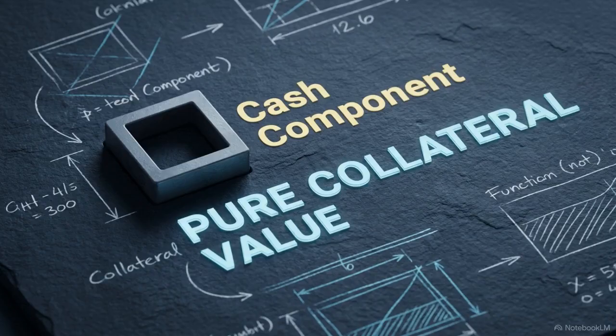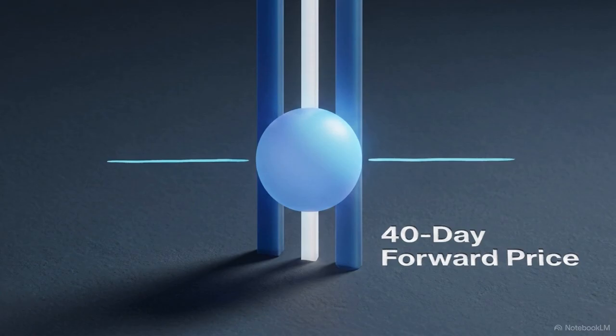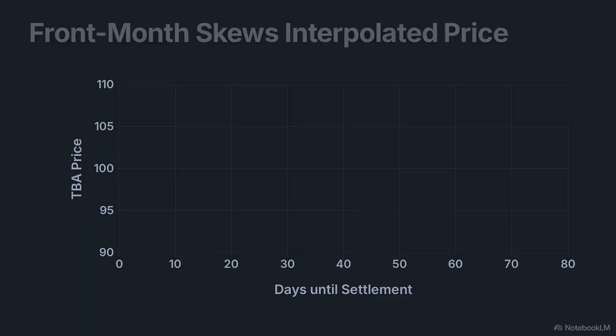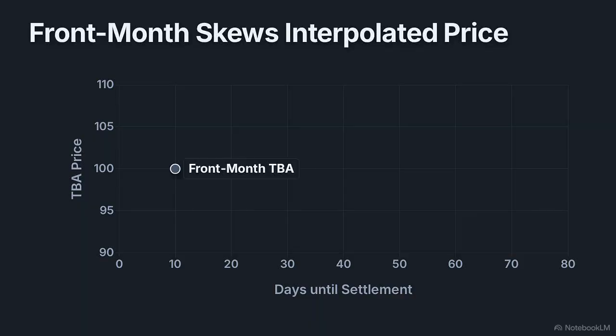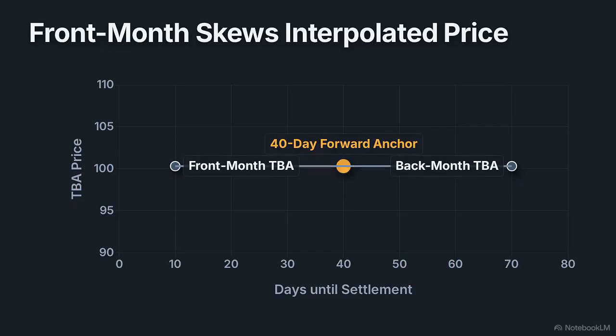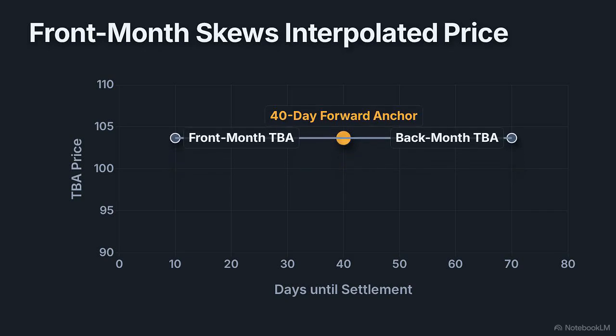To judge raw collateral performance without any distortion from carry, we remove the cash component entirely and look at unfunded returns. We achieve this by anchoring our measurement to a constant metric, the 40-day forward price. The model interpolates a price line between the front and back month TBA contracts to find the 40-day mark. Because that 40-day anchor stays fixed relative to the horizon, daily roll accrual naturally falls out of the equation.